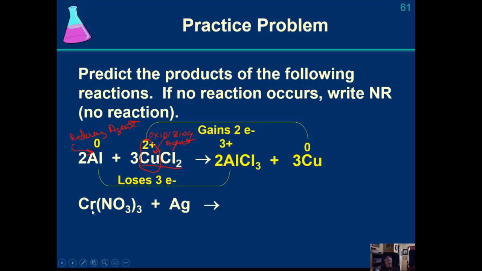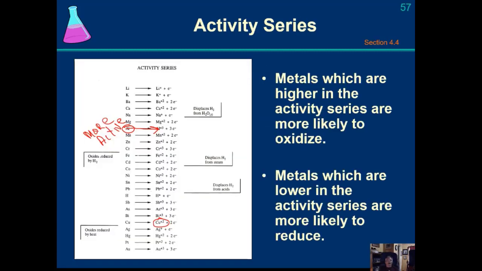If we're going to look at this compound, this is chromium 3 nitrate and silver. So let's take a look at the activity series and see if that reaction is going to happen. So let's find chromium. Here it is. This is chromium. It's sitting right here, and silver is down here. Now, the specific reaction we were looking at is chromium 3 nitrate. Chromium has a +3 charge. I'll show you why in just a second.